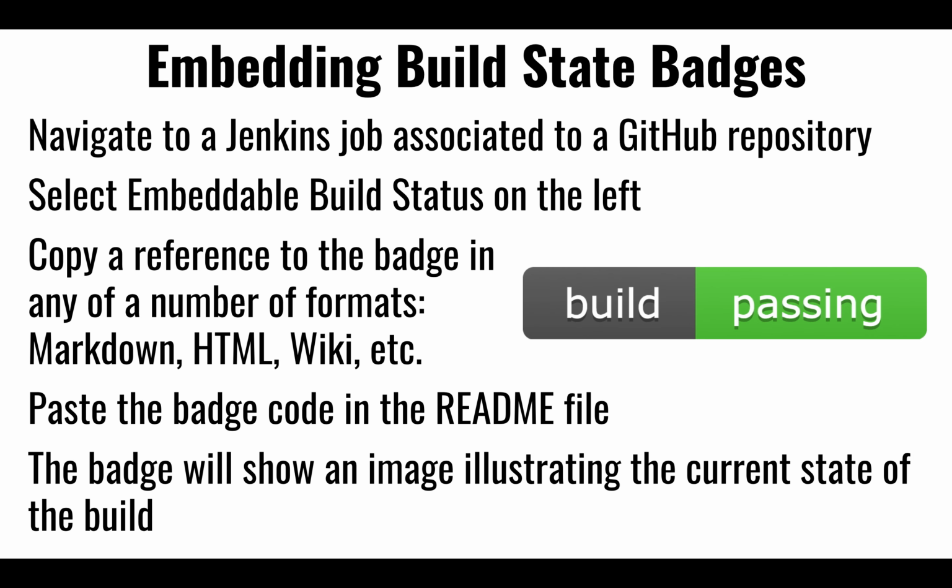The badge will look something like this. The build is either passing or failed, red or green, with different color coding, and it can be embedded in any which way you want. It can be embedded in a wiki page, in Markdown or HTML, or just a plain old URL linking back to some image. And the image will be different depending on the health of the build.